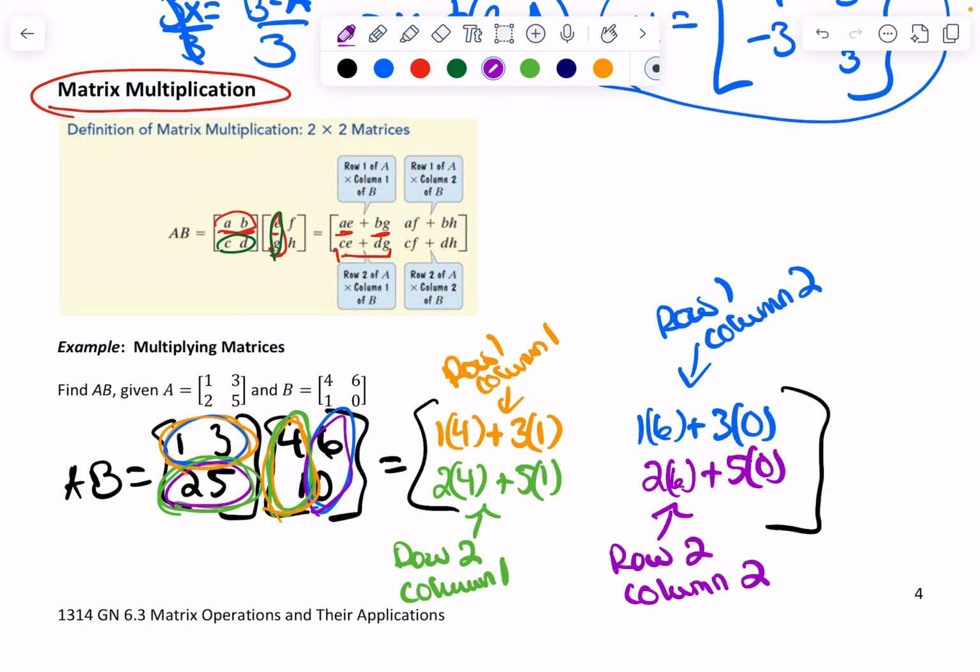Okay, so what do we get as our answer when we do this? So our matrix is 7, 6, 13, 12.